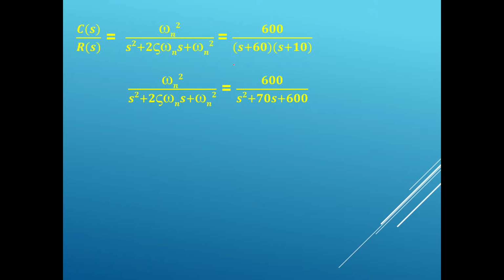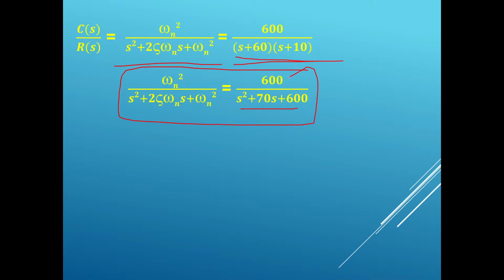Compare this with the standard form. For that, you just expand the denominator. s plus 60 into s plus 10, if you expand it, what do you get? s square plus 70s plus 600. This is what you are going to get. Now you just compare these two expressions.